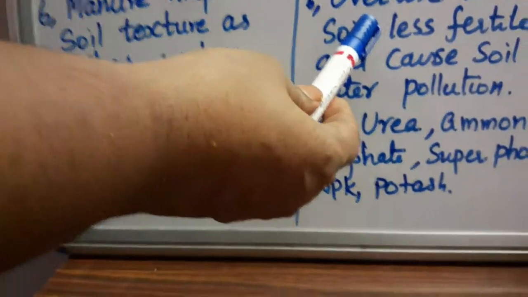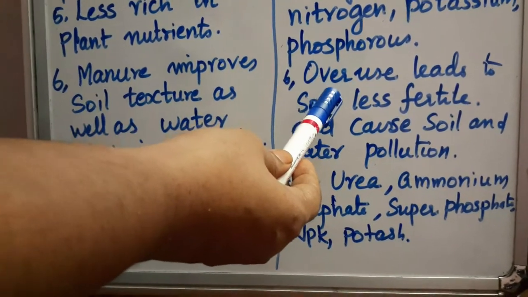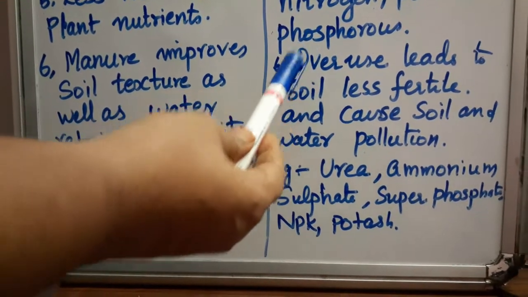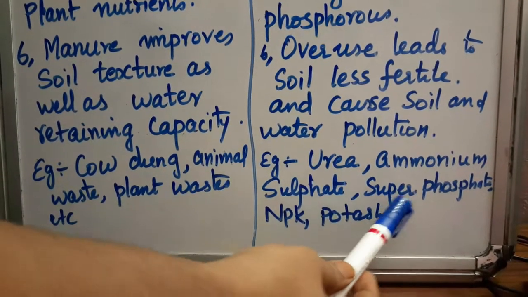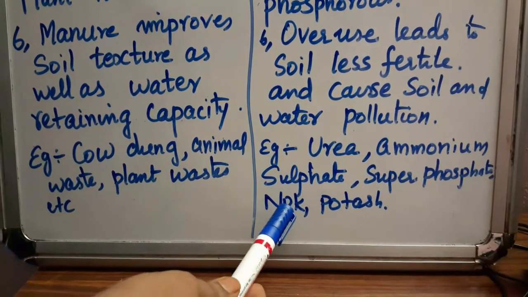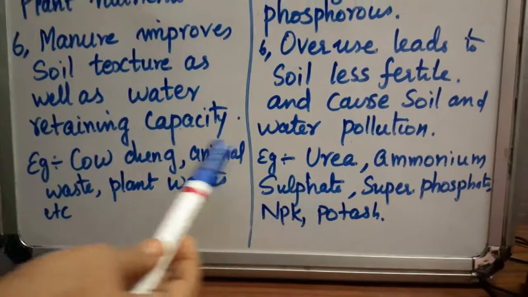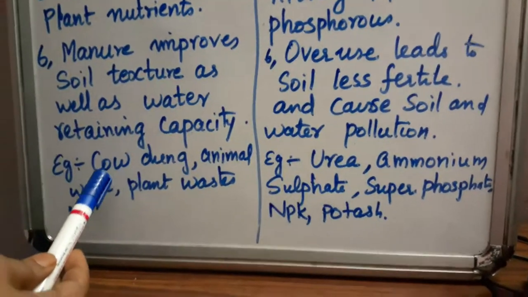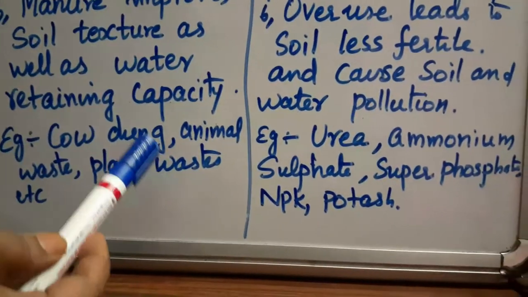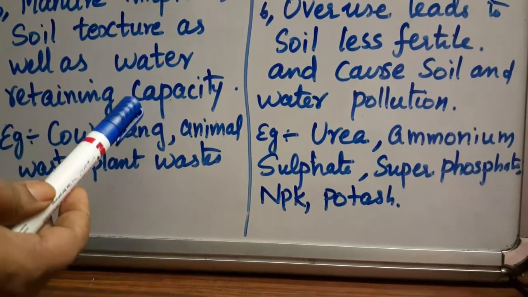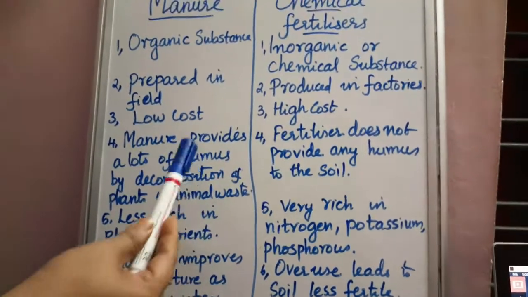So if one year we use chemical fertilizer, next year we can use manure. Like that, it will not cause any harm to the soil. Examples of chemical fertilizer are urea, ammonium sulfate, superphosphate, NPK (nitrogen, phosphorus and potassium), and potash. While examples of manure are cow dung, any animal waste, plant waste, dry leaves, all are included in manure. So this is the difference between manure and chemical fertilizer. It's very important. Usually it will be asked in the exam.